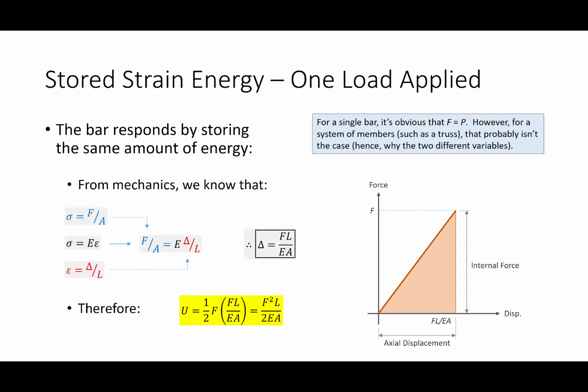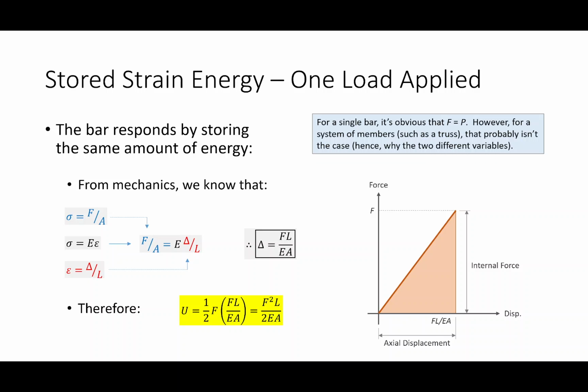Okay, for a single bar, it's obvious that they're the same. I mean, if I have a bar and I yank on it with some axial force P, it responds with some internal force F, they're the same. Everybody okay with that? That is not the case in a truss, okay? If I have a truss that has 30 members on it and I put a 20 kip load, this member might see 30 kips in tension, that member might see 40 kips in compression, that member might see 0. So there is a difference between the applied forces, the external forces that you put on the system, and the resulting internal forces that the members experience. Does that make sense? So that's why I'm saying there's a different notation, okay?